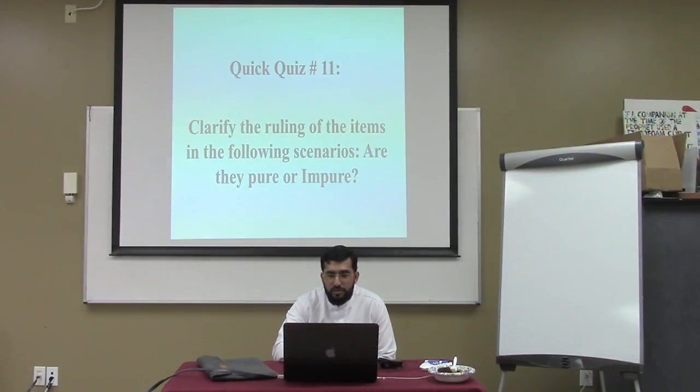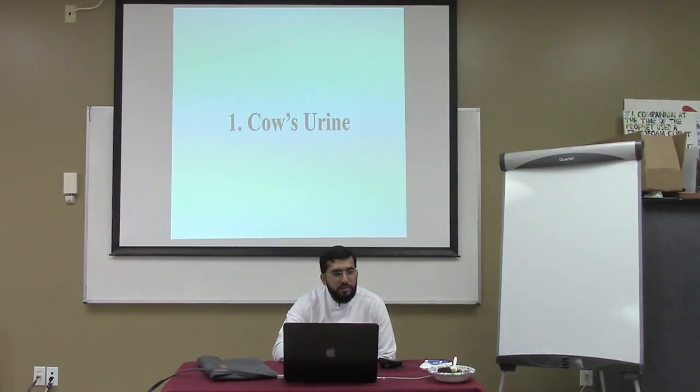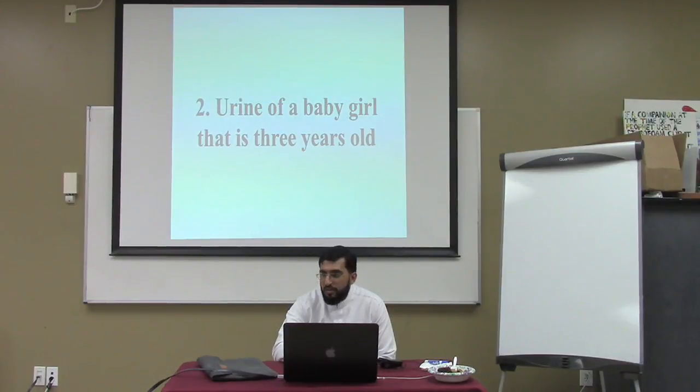Clarify the ruling of the following items. Are they pure or impure? Cow's urine? Pure. Urine of a baby girl that is 3 years old? Impure. Urine of a baby boy that is 1 day old? Pure? Still impure. You just have to wash it.